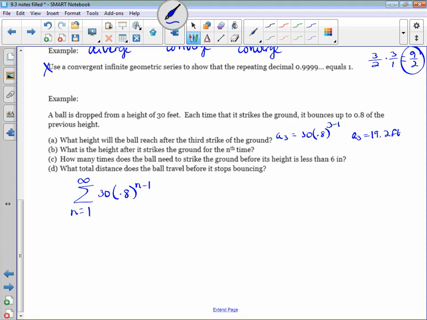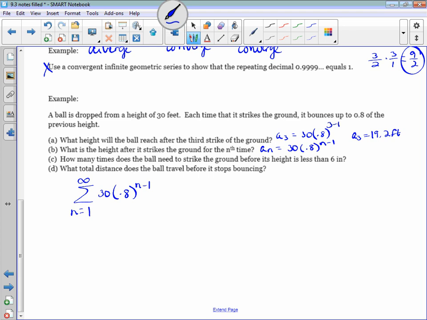Yeah. All right, guys, part B, what's the height after it strikes the ground for the nth time? Well, that's the formula we just wrote. So A sub n equals our 30 times 0.8 to the n minus 1. Do you guys understand how that's giving you one specific height? Like after the 6th bounce, this is what the height of the bounce is, not all the bounces together.